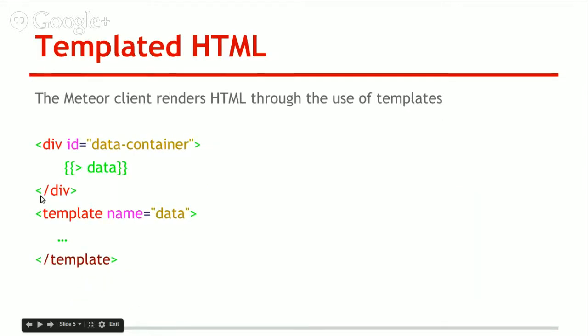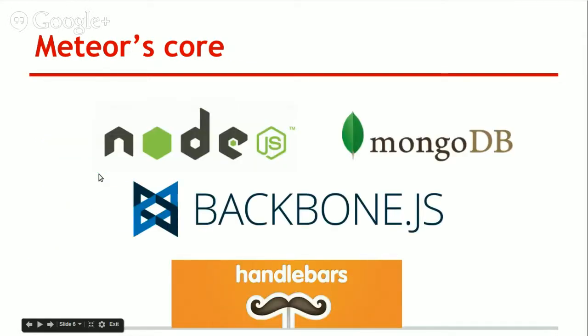Okay. Meteor uses templated HTML, which, as many of you know, is about what a template is. Currently Meteor uses Handlebars as the template engine. Meteor's core: Meteor is written in Node.js, and it uses MongoDB, and for routing it uses Backbone, and for templating it uses Handlebars.